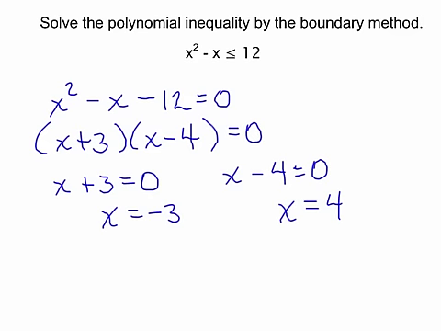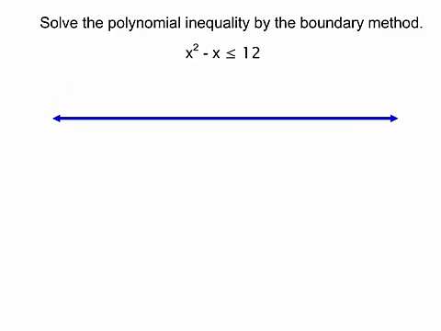So we need to put these on a number line. Okay, so I'm going to put negative 3 here and positive 4 here. Make sure you put these in order. So I have 2 zeros, which means it's separated into 3 sections. Now let's use some test values.